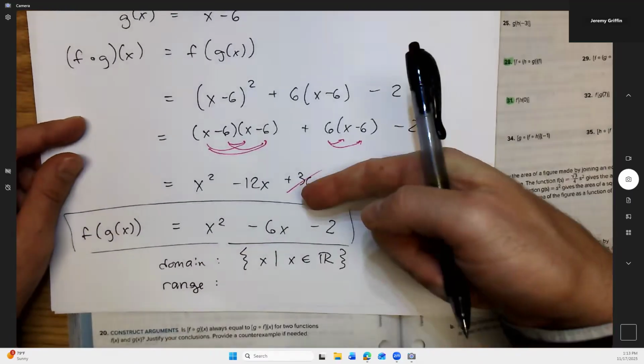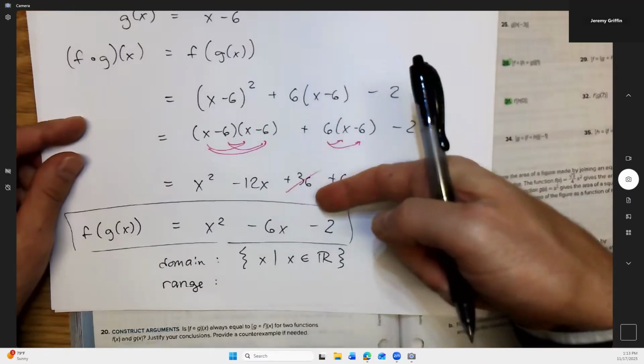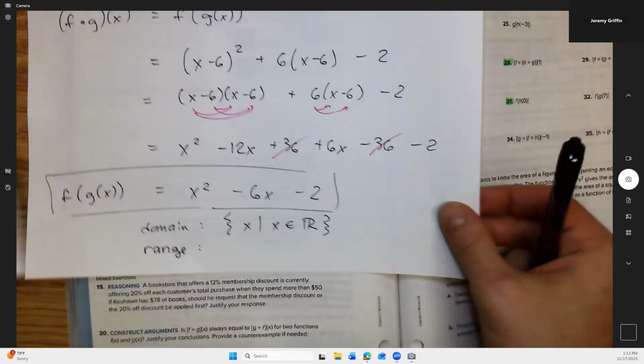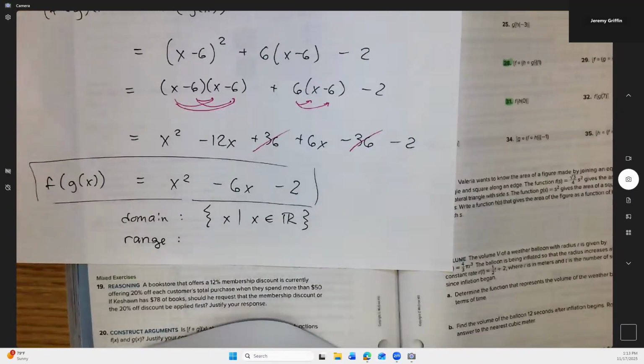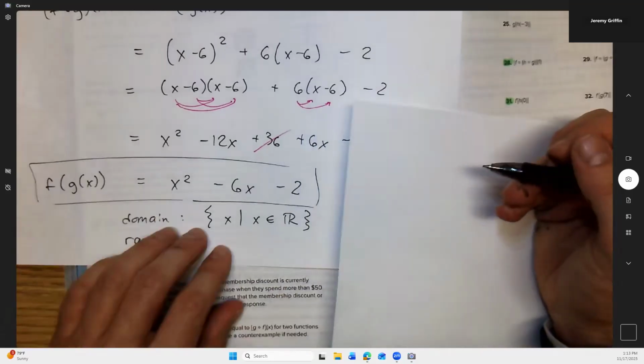Because look, for the range, this is a parabola, right? So it would bottom out somewhere. There would be some minimum y value. Okay? And what is that y value? Well, I can find it with the vertex.